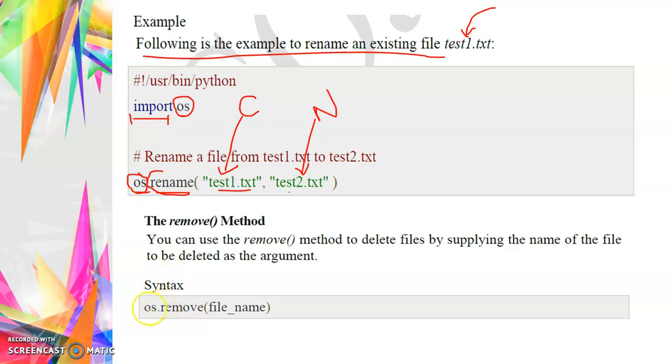The syntax for the remove method is os.remove(filename). It has only one parameter, the file name. Which file are you going to delete? That file name is passed as the parameter of the remove method.